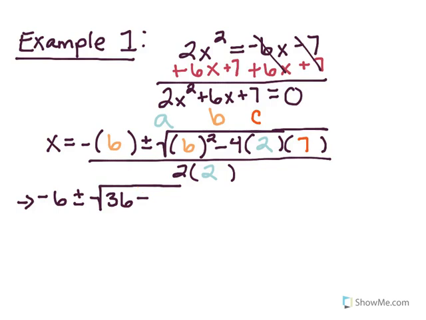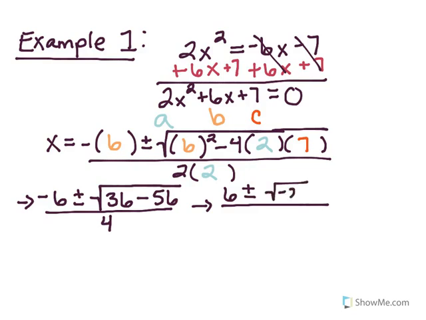So 4 times 2 is 8, and 8 times 7 is 56. And this is all being divided by 2 times 2, which is 4. Okay, so now it's time to simplify a little bit farther. So I'm going to have my 6 plus or minus, which gives me a negative 20. So there's a negative under the radical, so we're going to have imaginary numbers. This is all over 4 still.